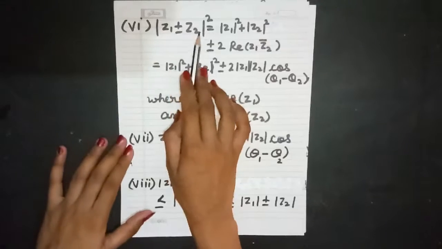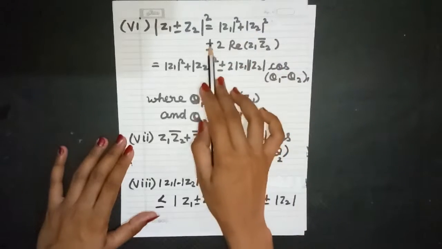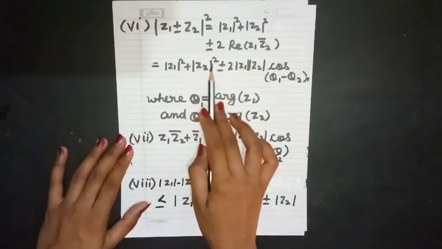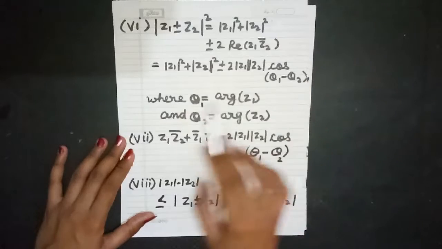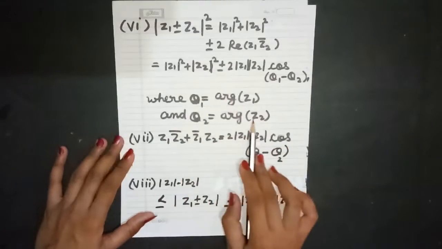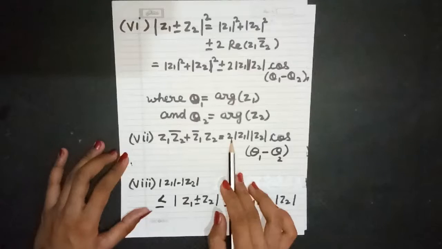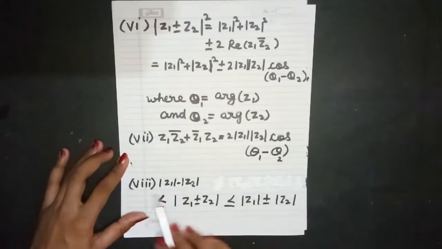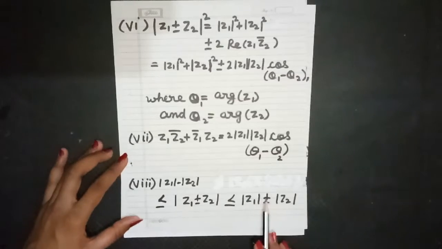Sixth, modulus of z1 plus minus z2 all square is equal to modulus z1 square plus z2 modulus square plus minus 2 times real z1 into z2 conjugate, that is equal to modulus z1 square plus modulus z2 square plus minus 2 modulus z1 into modulus z2 into cos theta 1 minus theta 2, where theta 1 is argument z1 and theta 2 is equal to argument z2. Seventh, z1 into z2 conjugate plus z1 conjugate into z2 is equal to 2 times modulus z1 into modulus z2 cos theta 1 minus theta 2. Eighth, modulus z1 minus modulus z2 less than equal to modulus of z1 plus minus z2 less than equal to modulus z1 plus modulus z2.